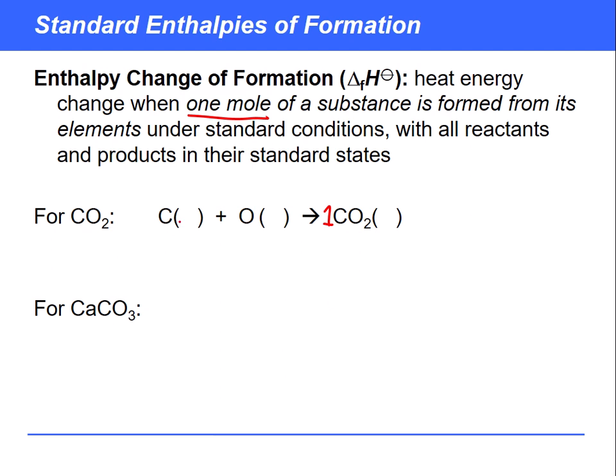So if we think about the reactants, if we're going to use carbon, its standard state would be graphite, and that's assumed here. We could write that, but it's a solid. When we consider oxygen, its standard state is actually in terms of diatomic molecules, and they are in the gas phase. Carbon dioxide itself is also a gas. So this would be the equation corresponding to the enthalpy change of formation of carbon dioxide.